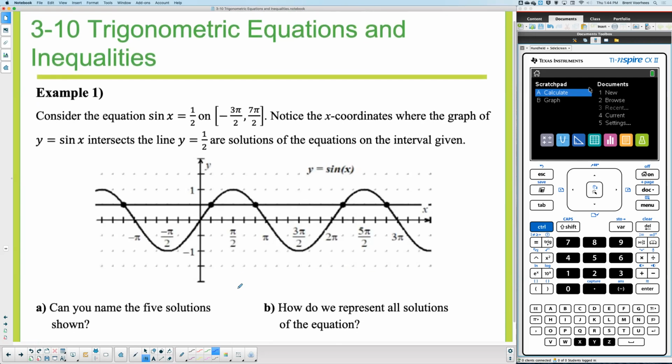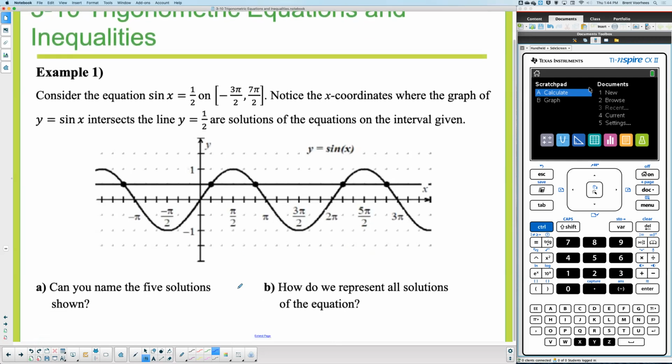So let's first start. The absolute easiest way to solve any equation that involves trigonometric functions is by graphing. The unfortunate thing is you can't use a calculator on all your tests. Equation 1 is to show you how you would solve a trigonometric equation by graphing. It says, consider this equation, sine x equals 1/2 on this interval. Notice the x-coordinates where the graph of y equals sine x intersects the line y equals 1/2 are the solutions to the equation. Now, it just jumped ahead and didn't tell you what to do here.